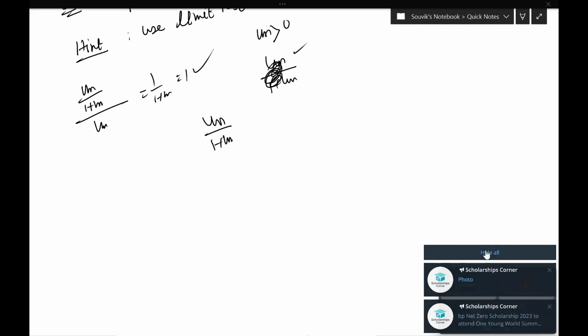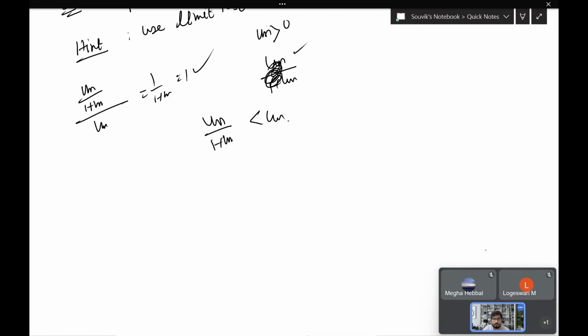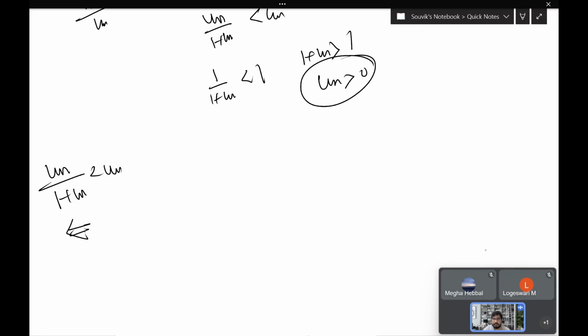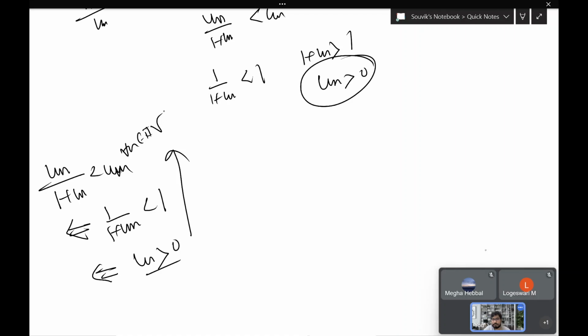So suppose we need to look at this. Un is greater than 0, so we can cancel it. So this is less than 1. This implies 1 plus un. Yeah, so your way is right. So we need to backtrack. That is, we need to check un by 1 plus un is less than un. And this comes from the fact that 1 by 1 plus un is less than 1. And this comes from the fact that un is greater than 0. Yeah, your way is very correct.